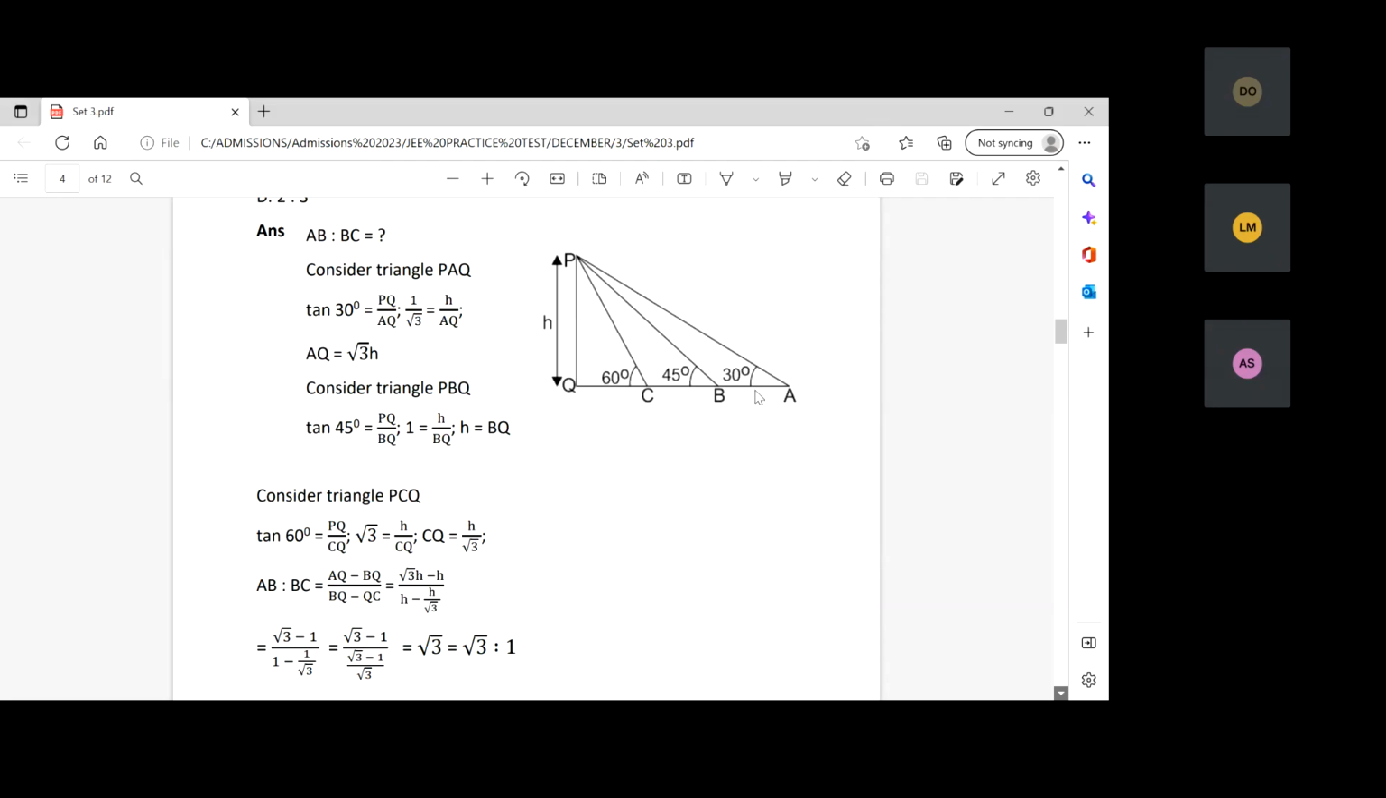Here, what is tan theta? It will be PQ by AQ. So this will be tan 30. So 1 by root 3 equal to H by AQ. From this, you can have AQ in terms of H, that is root 3 H.